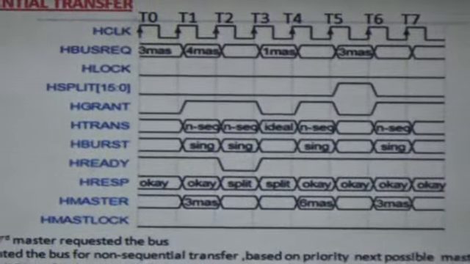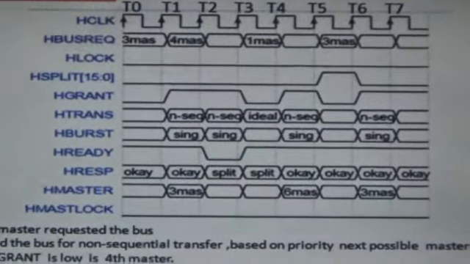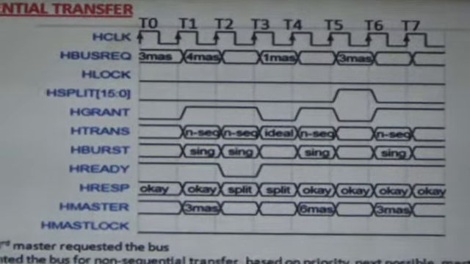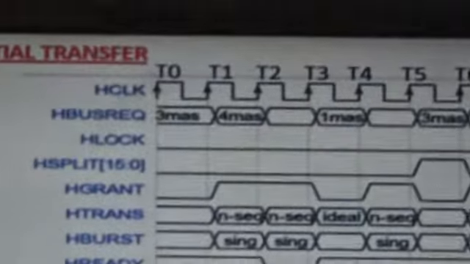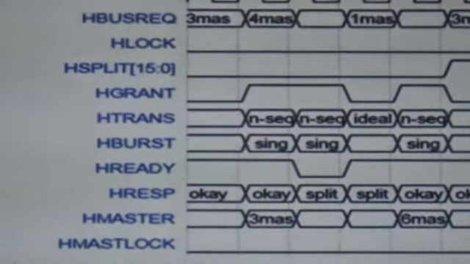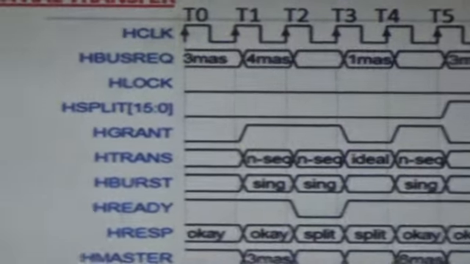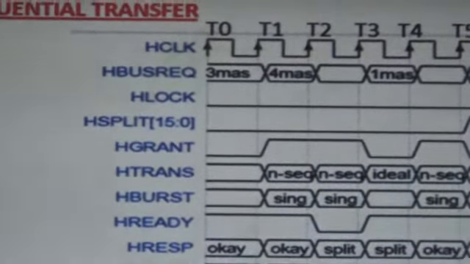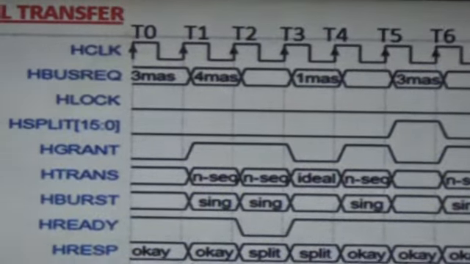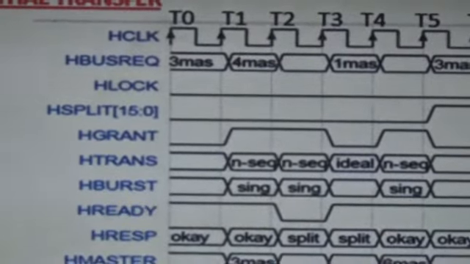In this waveform, at the T0 cycle, the bus is free. How can we know whether the bus is free or not? If you have seen here, at T0, HGRANT is low. Since HGRANT is low and HRESPONSE is OKAY, which shows that the previous transfer has completed, now the bus is free. We can come to know that HGRANT is low, the bus is free at the T0 cycle. Whereas in the T1 cycle, since the bus was free in the T0 cycle, the third master has requested the bus.